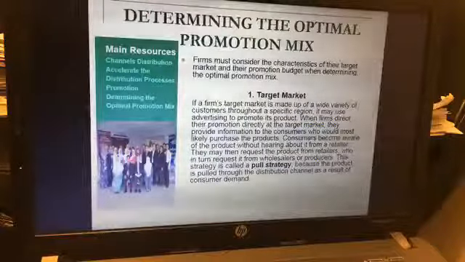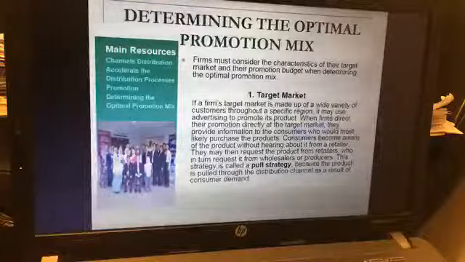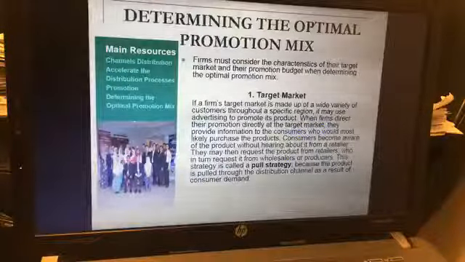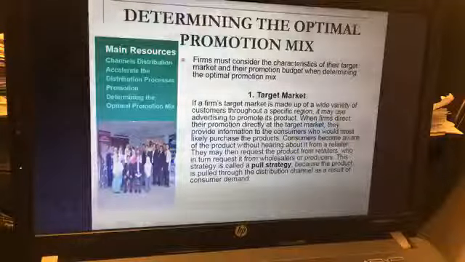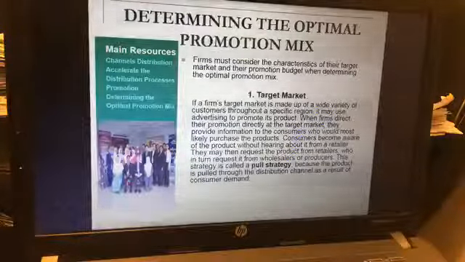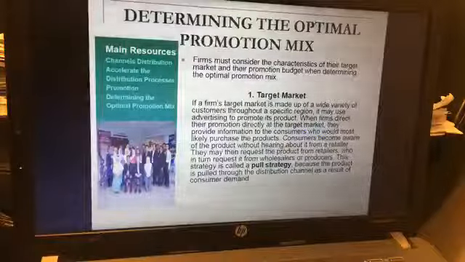So, determining the optimal promotion mix. Basically, the first factor is who your target market is. If the firm's target market is made up of a wide variety of customers throughout a specific region, it may use advertising. If you have a very large customer target, for example, Malaysia, then you probably want to use advertising.